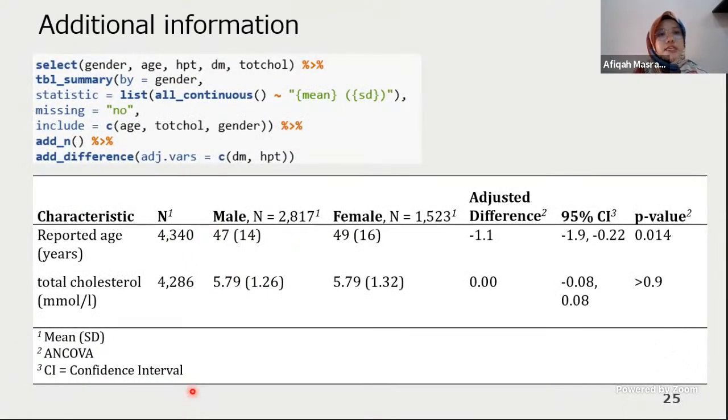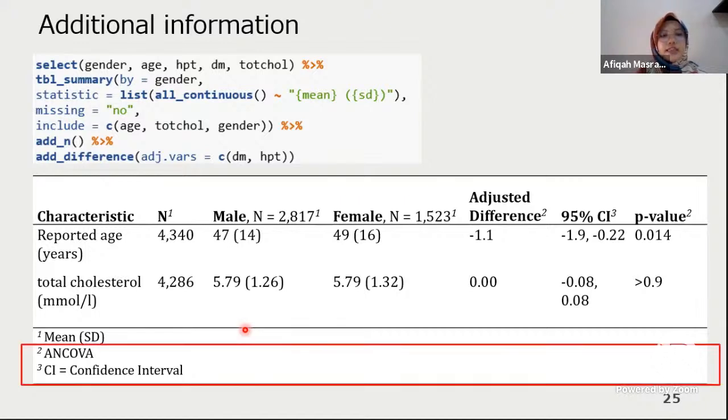Now this one is the third example for additional information, when you want to do an ANCOVA, or a comparison between two different groups. In this case, I wanted to compare whether there are any differences between male and female when confounded by diabetes and hypertension. So we have the continuous variables, age and cholesterol, and the confounding variables, diabetes and hypertension, to compare between male and female.